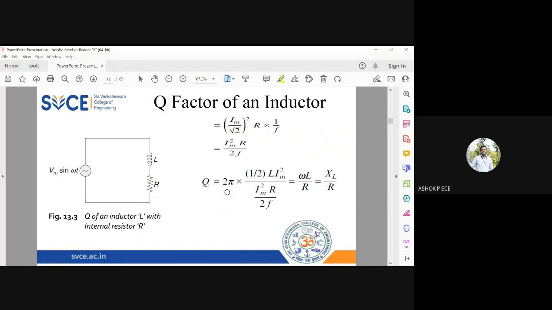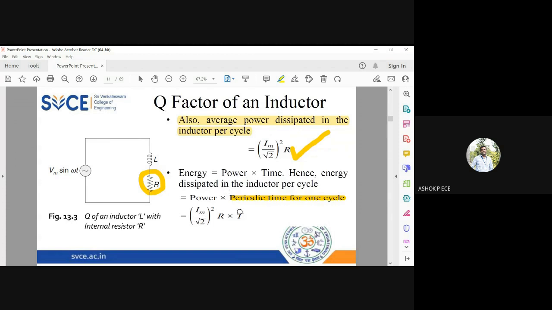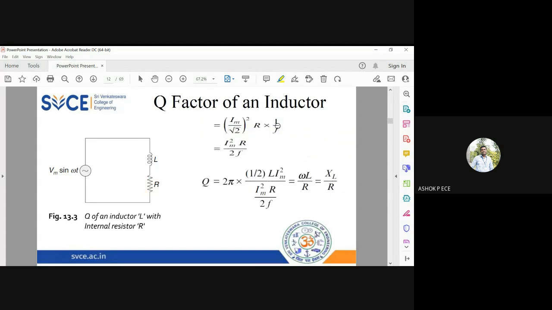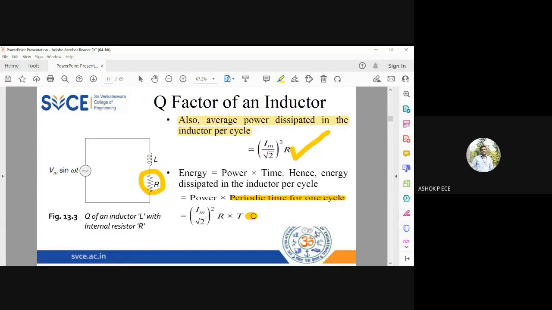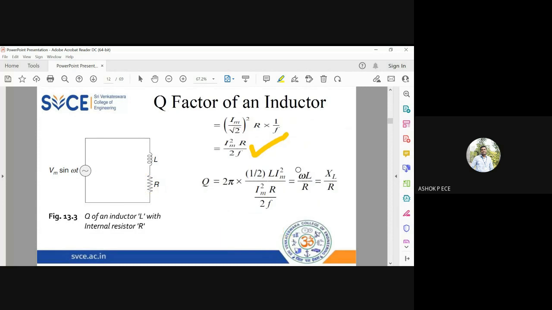Now substitute everything, and I am writing time as 1 by frequency. So it is Im square R by 2f. Okay, time and frequency are inversely related, so I can replace T by 1 by f. That is what I am doing here. So see the next one, Im by root 2 the whole square into R into 1 by f, or Im square R by 2f. Now substitute everything in the Q factor.